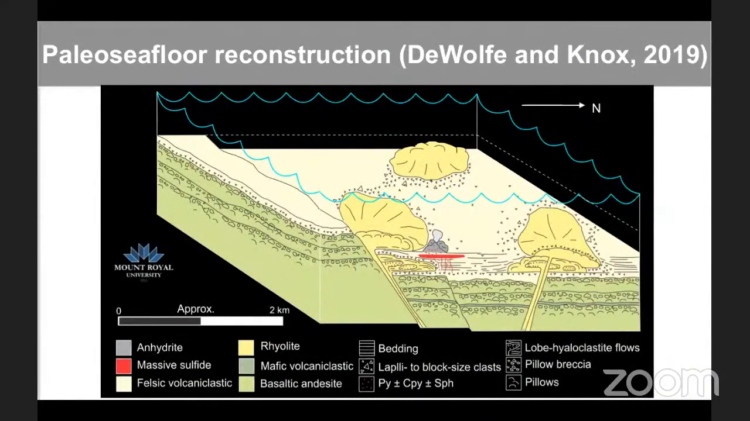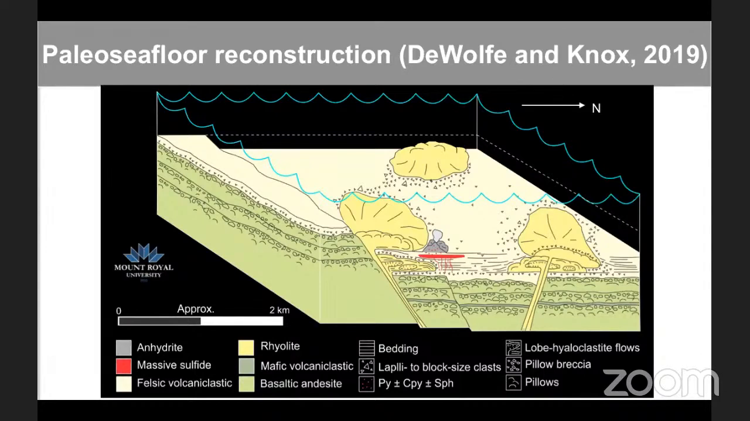Our work shows that the greenstone belt builds with a series of pillow basaltic andesite flows, followed by rhyolitic volcanism and pyroclastic eruptions, as well as synvolcanic faulting. The synvolcanic faults would have acted as magma conduits and then hydrothermal pathways for the metals.